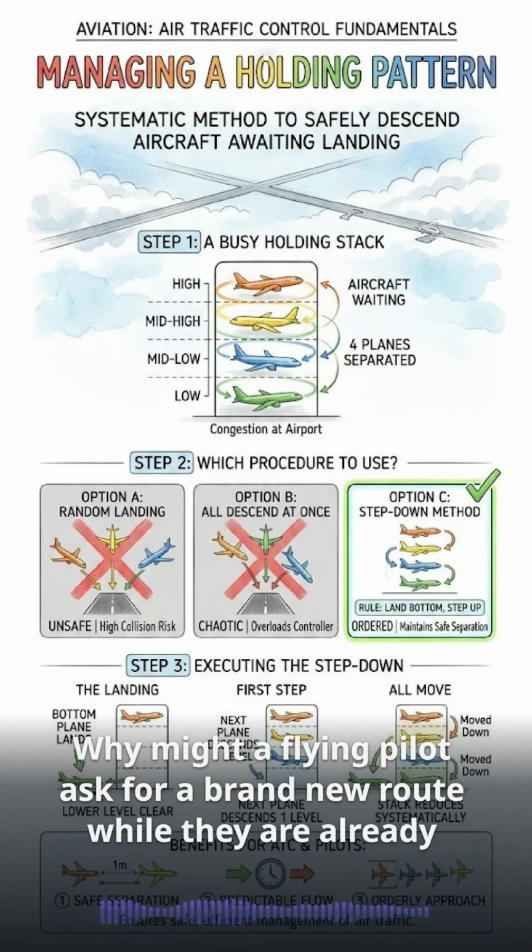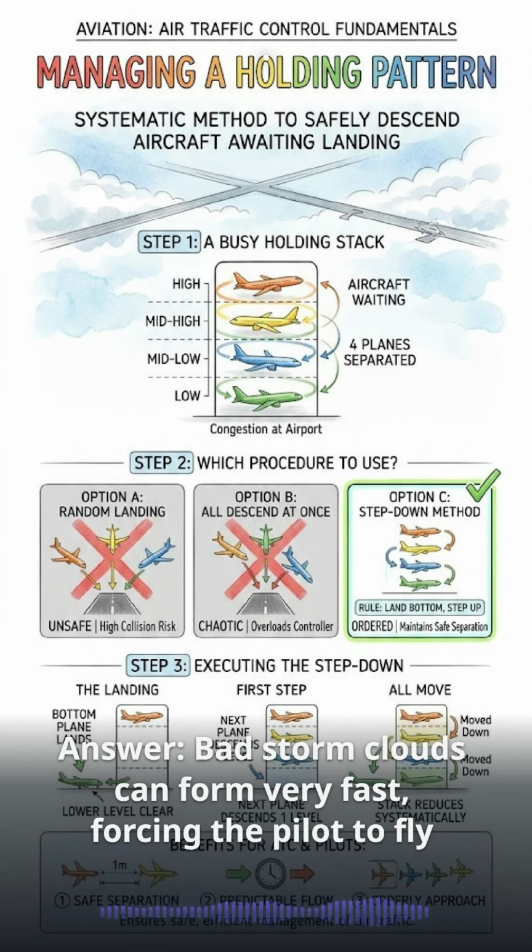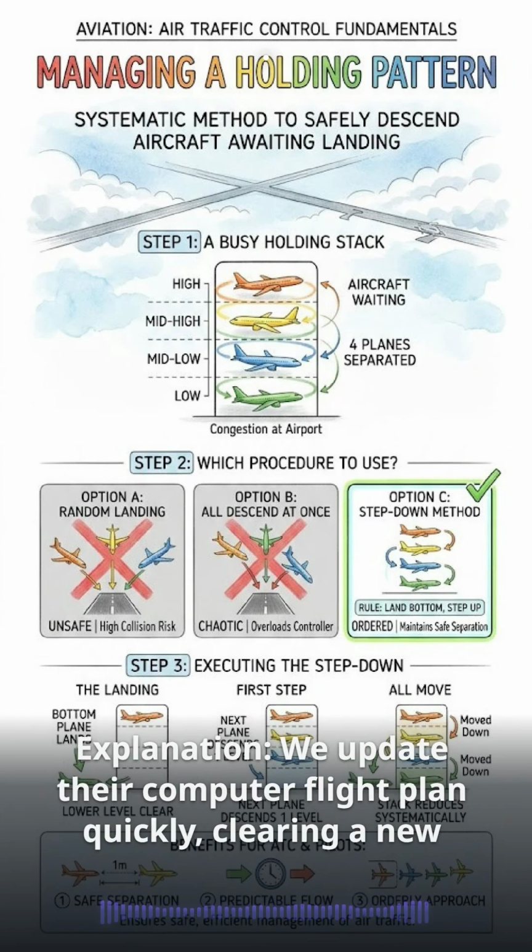72. Why might a flying pilot ask for a brand new route while they're already flying? Bad storm clouds can form very fast, forcing the pilot to fly around the dangerous weather. We update their computer flight plan quickly, clearing a new safe path through the stormy sky.